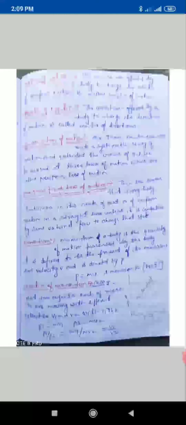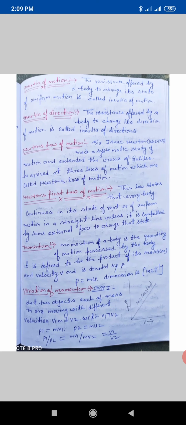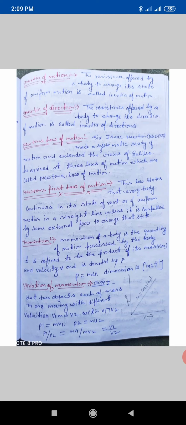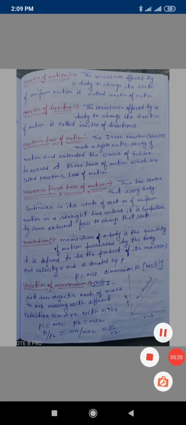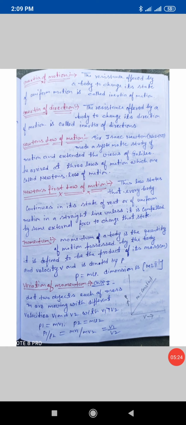Sir Isaac Newton, 1642 to 1727, made a systematic study of motion and extended the views of Galileo. He arrived at three laws of motion which are called Newton's laws of motion. Newton's first law of motion: this law states that every body continues in its state of rest or uniform motion in a straight line unless it is compelled by some external force to change that state.